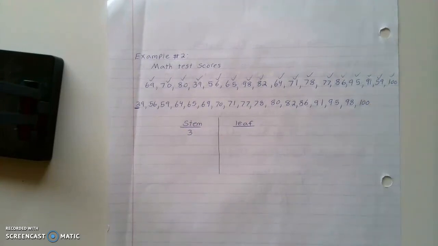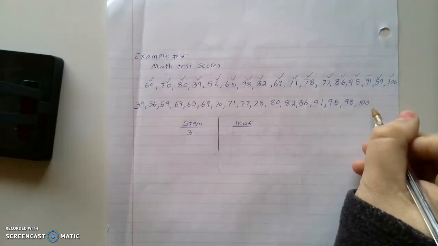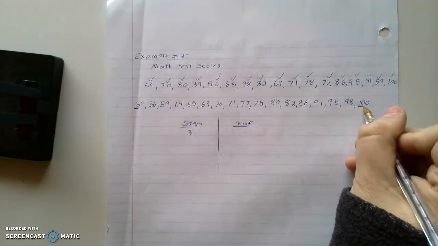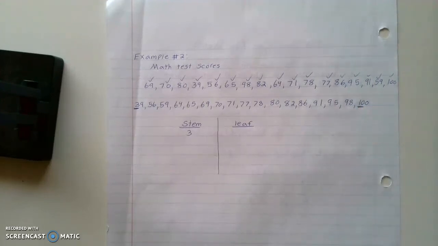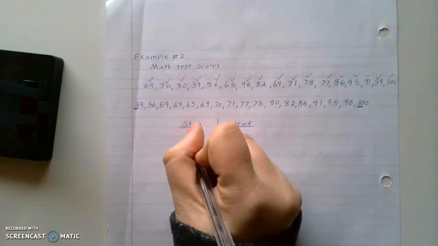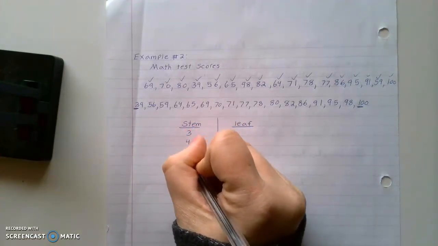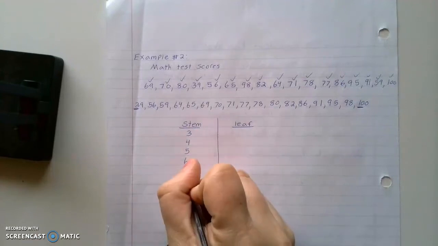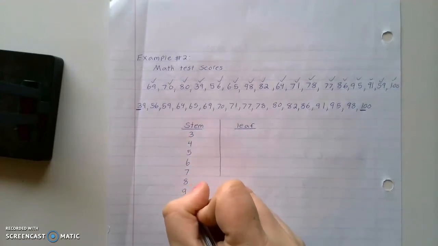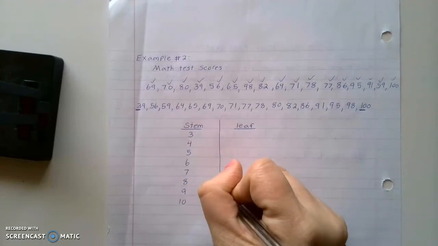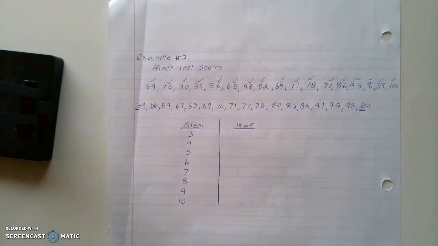Now, 100's a little tricky. Remember, we can take the first digit or digits. So if I have it in the hundreds, my stem is actually 10. So I need to have all my stems going from 3 to 10. So we're going to count 3, 4, 5, 6, 7, 8, 9, and 10. Make my graph a little bit bigger here.